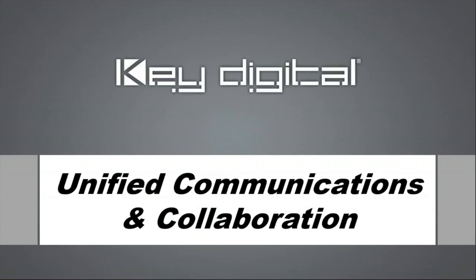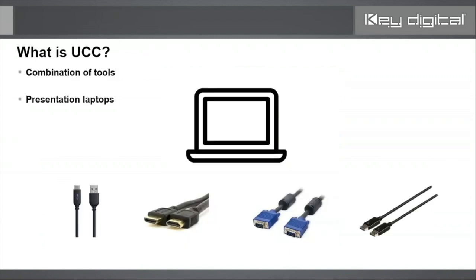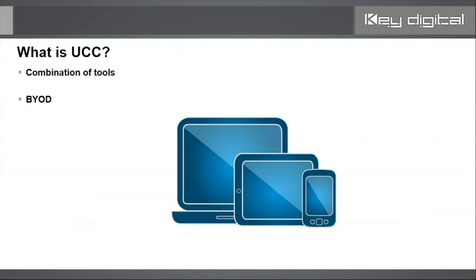This trend we will explore further. So what is unified communications collaborations, aka UCC? UCC is a combination of tools to communicate and collaborate. What are the tools we use? Certainly our laptops. Those laptops have a variety of AV connectivity on them now. In addition to laptops, BYOD, bring your own device, tablets that may not have an AV connection port to plug into your system.